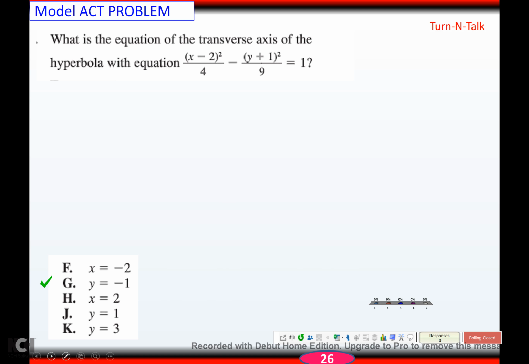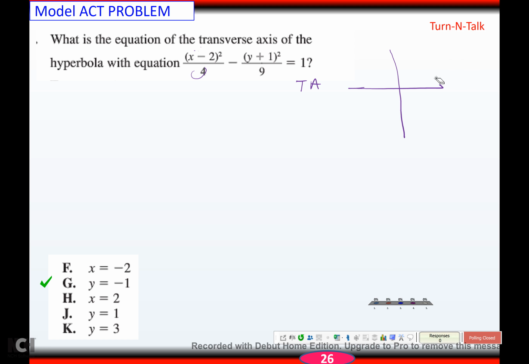And hopefully you got y equals negative 1. It says, what is the equation of the transverse axis of the hyperbola with this equation? Well, I know that if it's a hyperbola, whatever's under, it's the x's minus the y's. That means that your transverse axis has to be horizontal. Okay? What that means is the hyperbola is going to do this and this. Okay? Which I'm not really interested in.